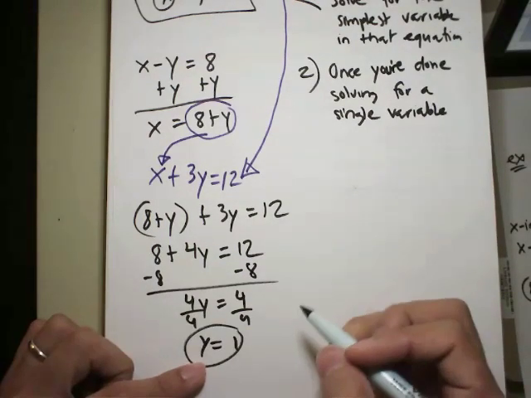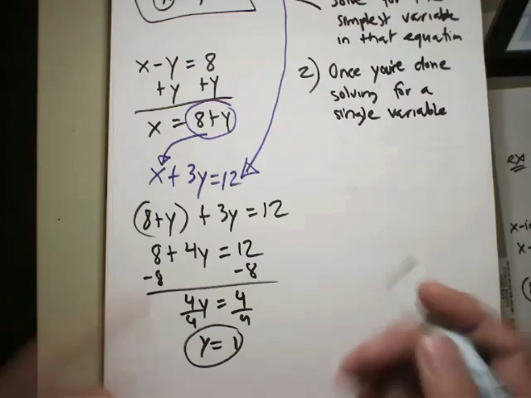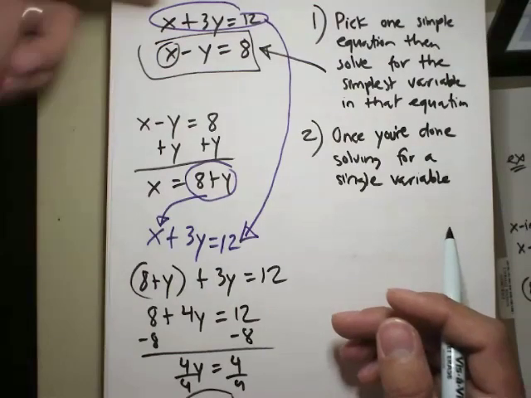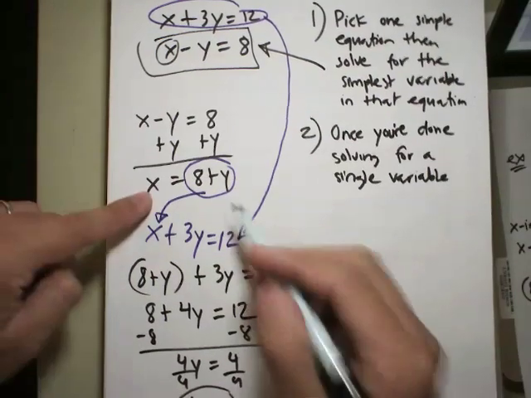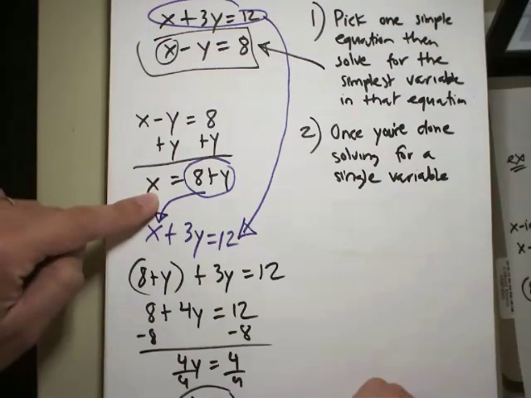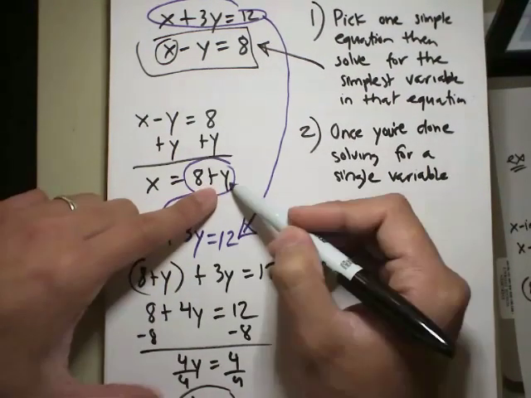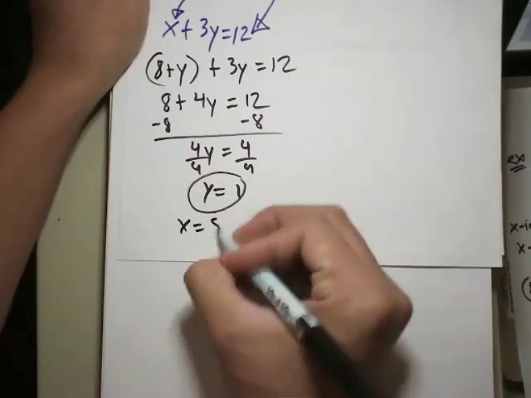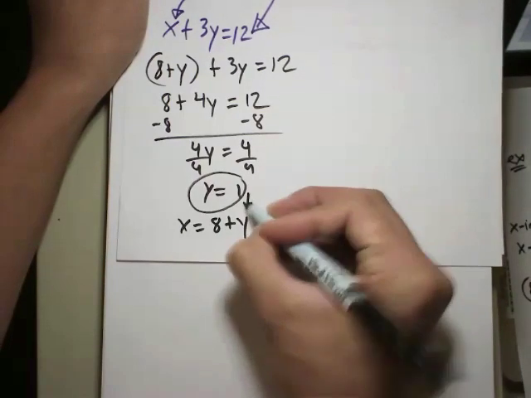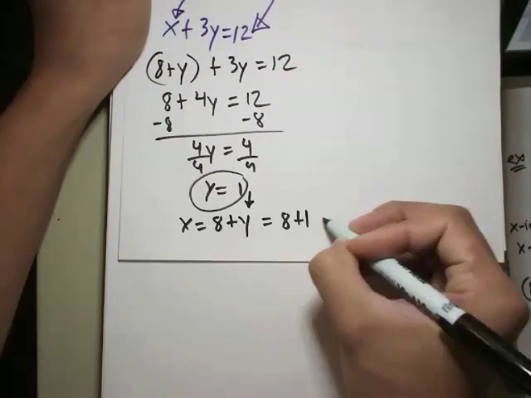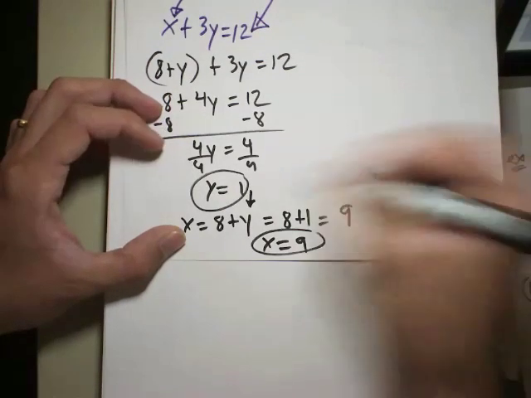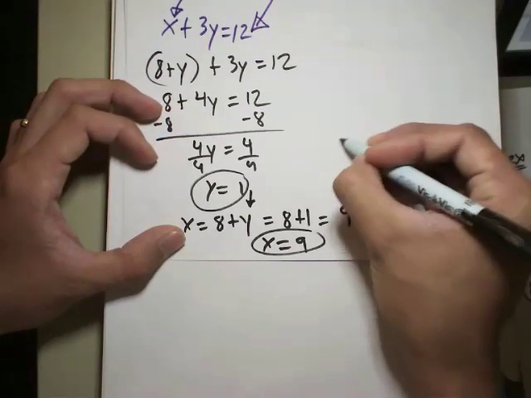I need to know what my x is, right? So since I know my y, I can always take this and substitute y back into any equation I want. But since I already have this solved for x, I might as well just reuse that and plug y back into here. Remember, reusing is the key here. So x equals 8 plus y, and since I know y is 1, it becomes 8 plus 1, which is 9. So I know that my x is 9. If I put these two back together, it will be (9, 1).